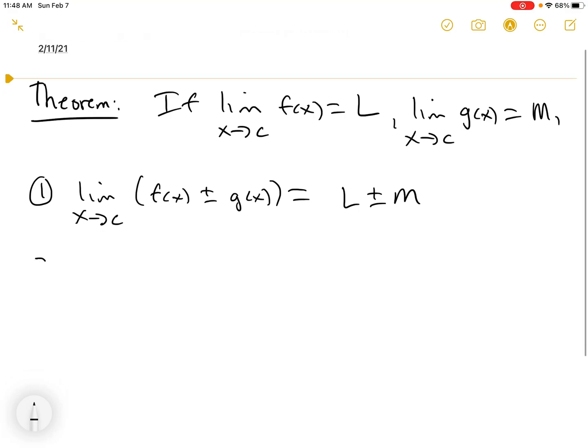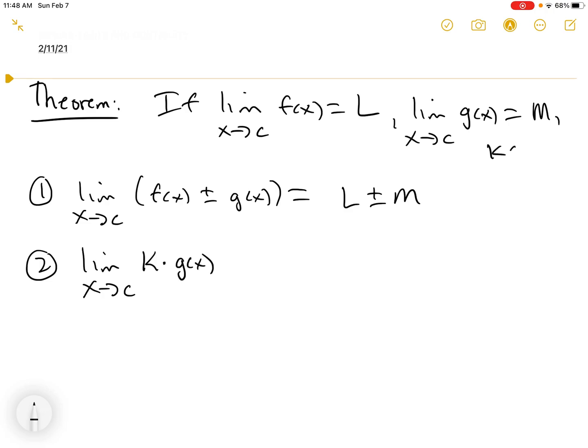Okay. And on 2, if you look at the limit as x approaches c of, if you take one of the functions and multiply it by a constant, and so here k is just some real number, then the constant comes out front, and then you can compute the limit. And this is k times m. So you can get that pesky constant out of the way.